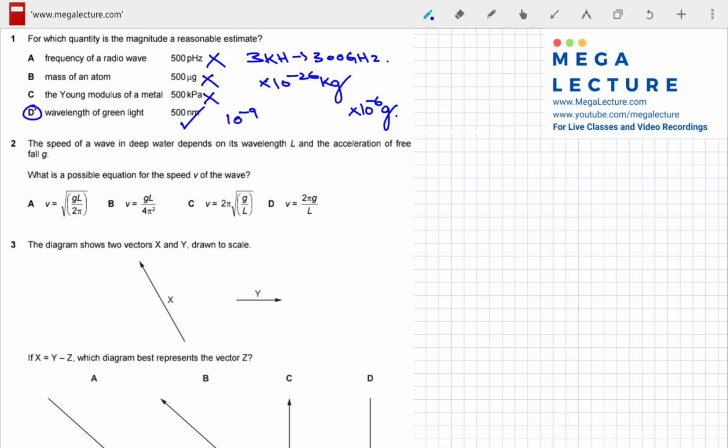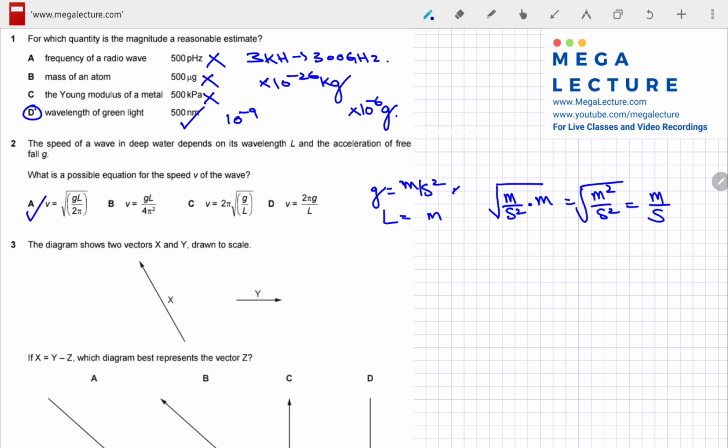So let's pick one equation, and let's start with A. The units for g are meters per second square, right? And for L it is meters, and then you have the square root of these two quantities. So let's put them in. You have meter per second square times meter. So this is meter square per second square, root, and this is simply meter per second. So A is the correct answer because velocity has units meters per second.